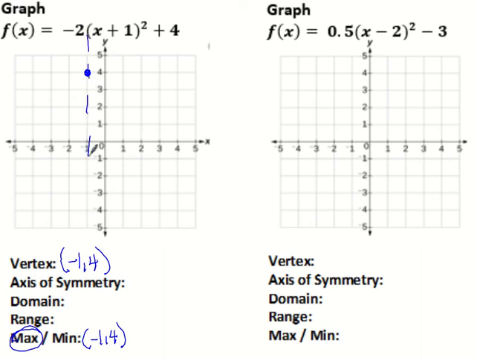So you can see I can fill in a lot of information just from my vertex. My axis of symmetry is x equals negative 1. My domain is still all real. And my range is going to be now y has to be less than or equal to 4. So I can fill in all of this just from my vertex, and then to graph the rest of it, I need to use this slope, okay?